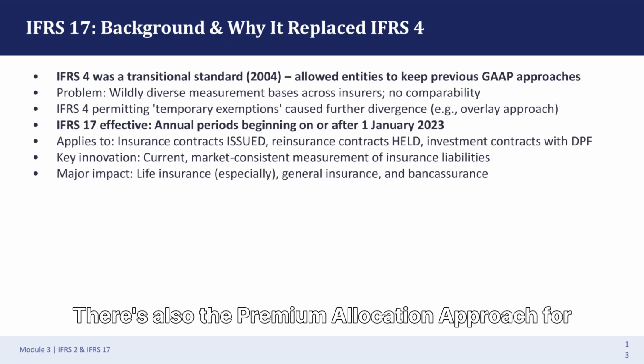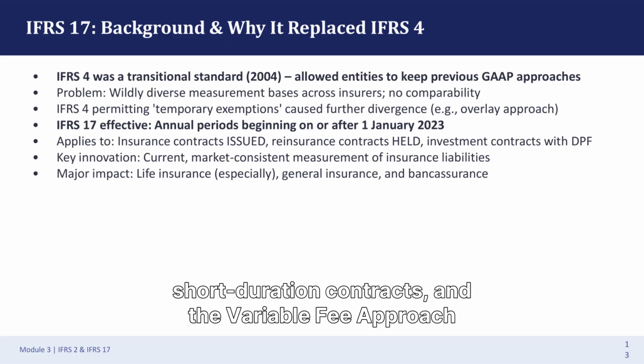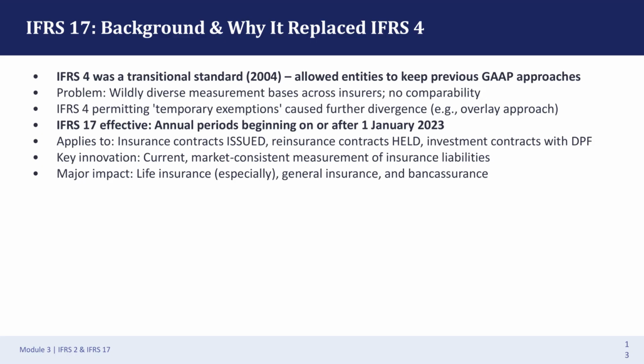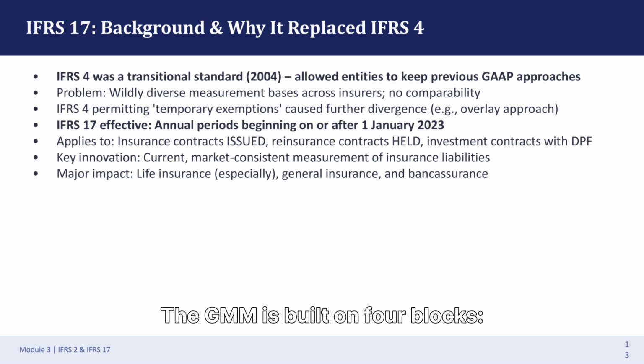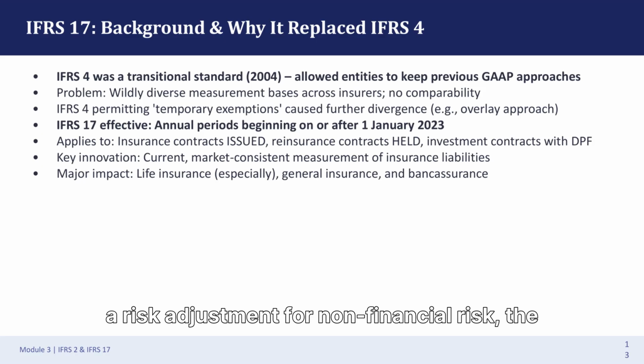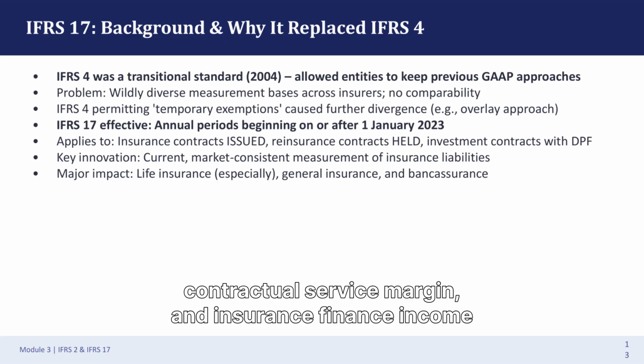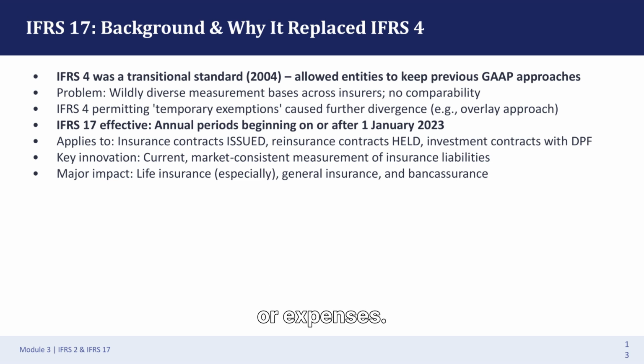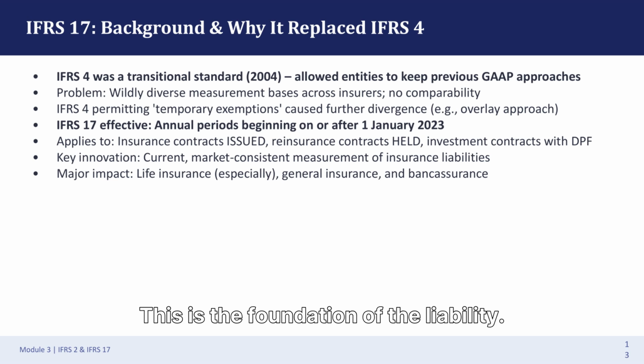There's also the Premium Allocation Approach for short-duration contracts, and the Variable Fee Approach for participating contracts. The GMM is built on 4 blocks: the present value of future cash flows, a risk adjustment for non-financial risk, the contractual service margin, and insurance finance income or expenses. This is the foundation of the liability.